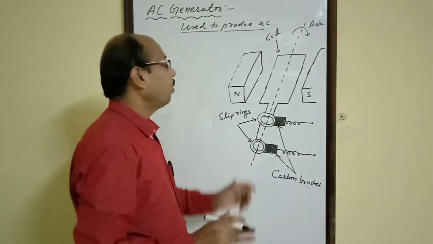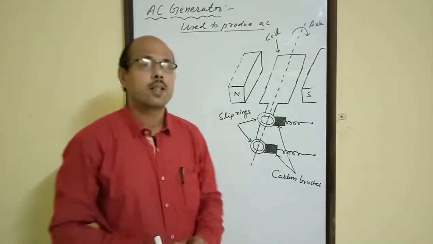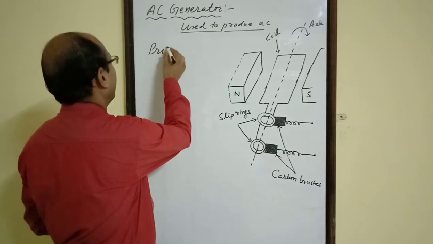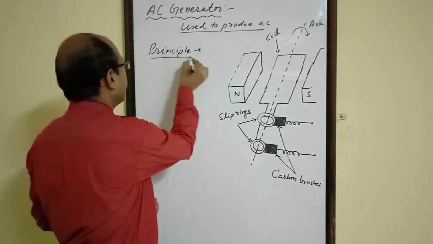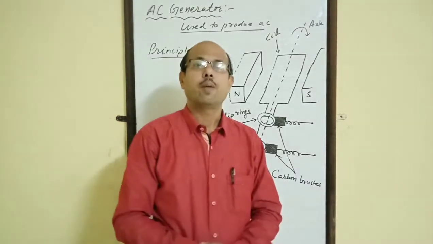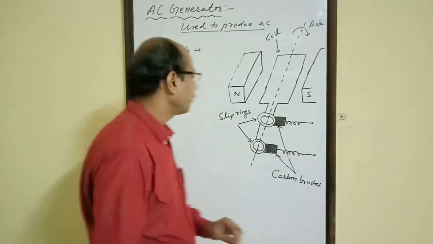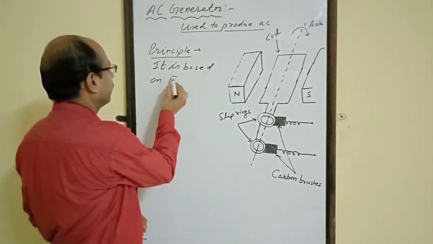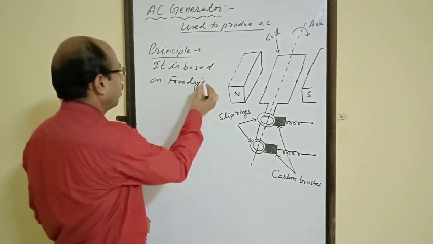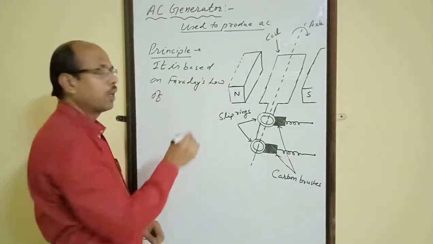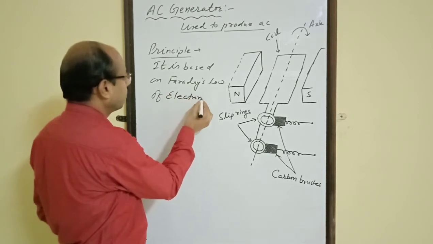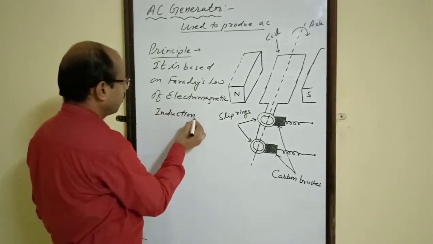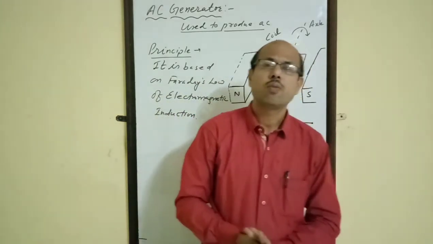Now the question arises, on which principle does an AC generator work? Then we can write the principle of AC generator. The principle of AC generator is the very famous Faraday's law of electromagnetic induction. It is based on Faraday's law of electromagnetic induction.